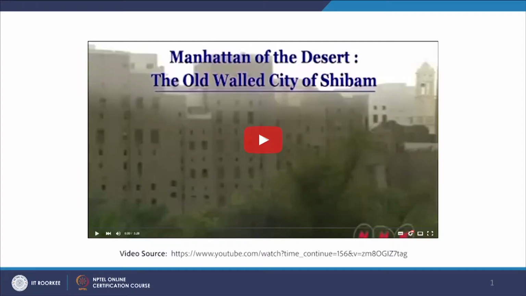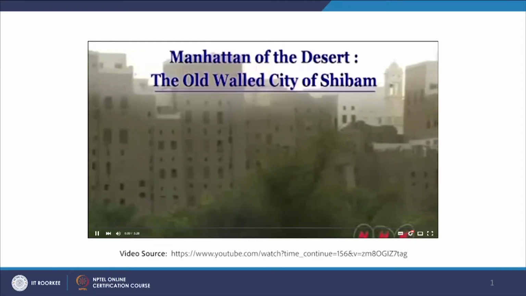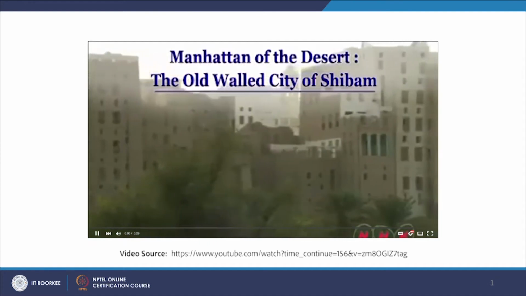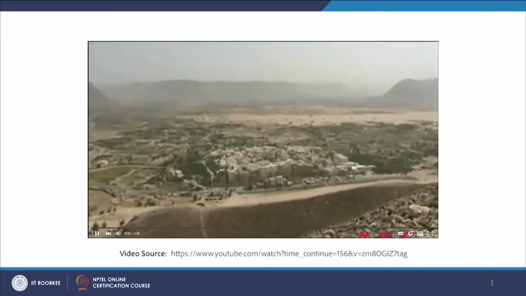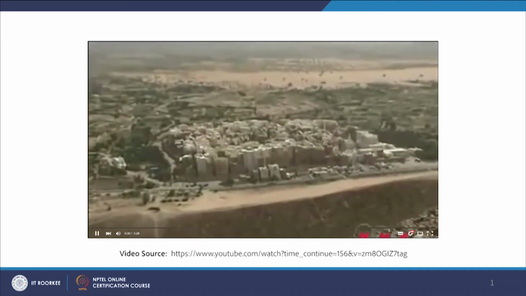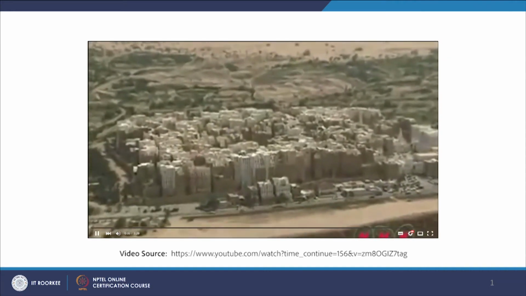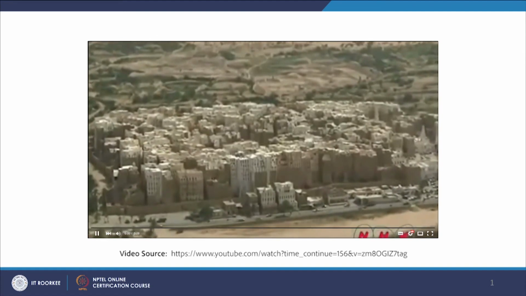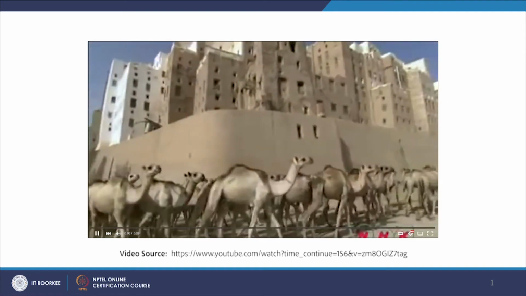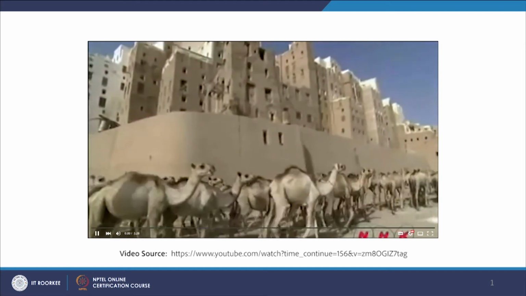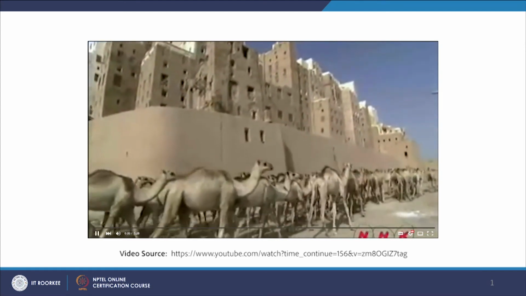So I'll just show you some videos of this. The Manhattan of the desert, the old walled city of Shibam. Yemen is on the southern coast of the Arabian Peninsula. The city of Shibam is characterized by numerous mud brick buildings huddled closely together. Many high-rise buildings were built like this to protect it from Bedouin attacks. A defensive wall and 2 city gates protect the city.